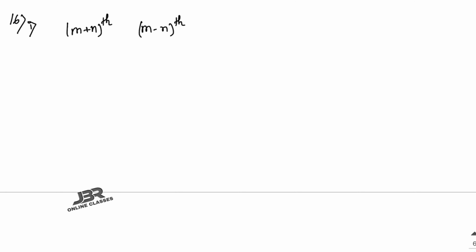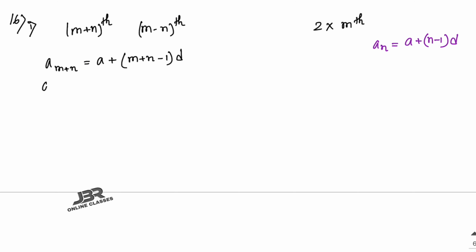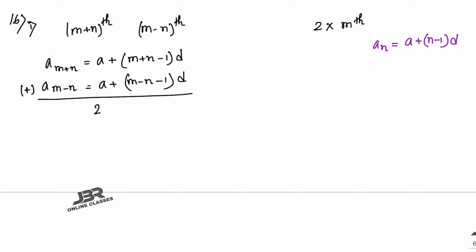So here you know the general formula, the nth term formula: a plus n minus 1 into d. So as here a m plus nth term will be a plus, in the place of n write down m plus n minus 1 d, and here a m minus nth term is a plus m minus n minus 1 into d. Now you have to find out the addition of these two terms. So a plus a is 2a. Here n cancels out, so it's 2m, 2 common, 2 minus 1 d.